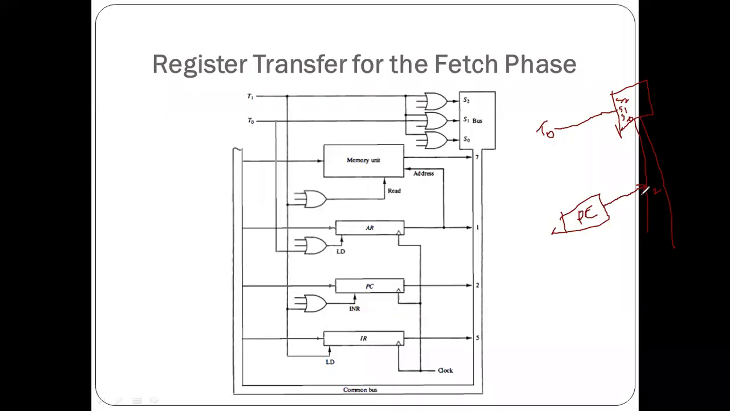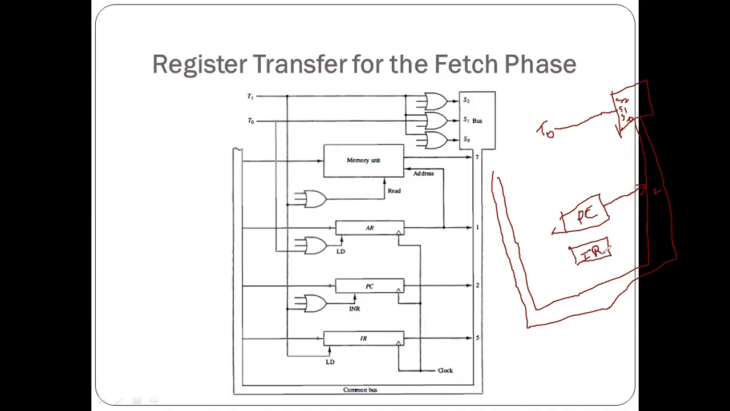So this places the contents of PC here, right? So after that, I will activate the load control signal of AR. When you activate the load control signal of AR, it will accept the data available on the common bus. Sorry, not IR, AR, the address register. The PC contents have to be transferred to the address register. That is the first operation.